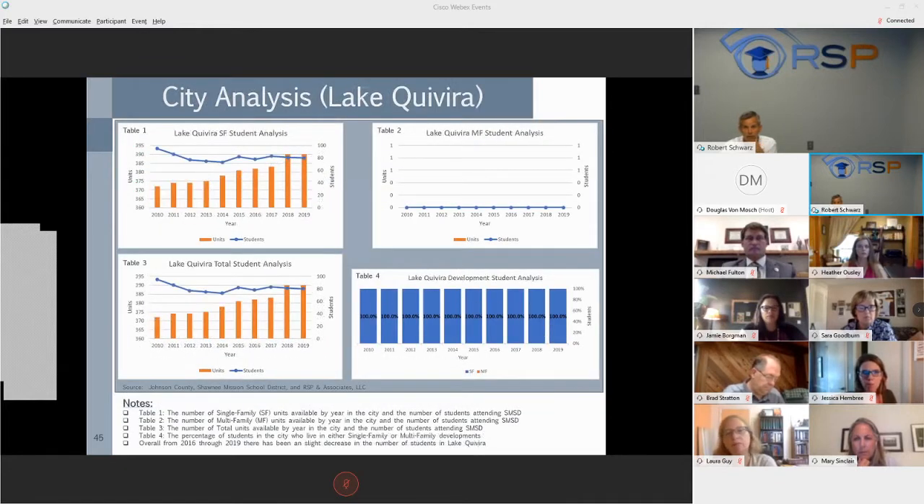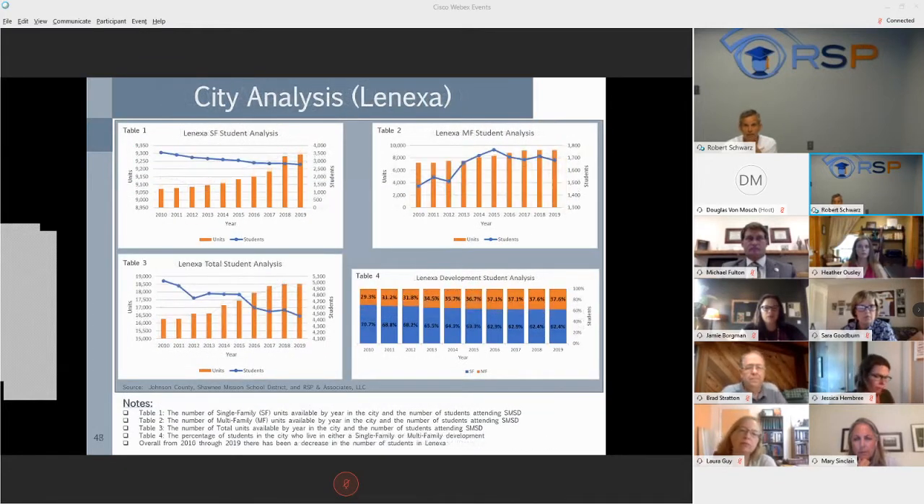I did want to kind of showcase stuff on Lenexa. One of the things that we put together in these 4 tables, and we did this for each of the cities within the Shawnee Mission School District, and we have 4 tables. Table 1 is isolating, looking at single family units. So a lot of information on the table where the left-hand side is the number of units. The right-hand side represents the number of students.